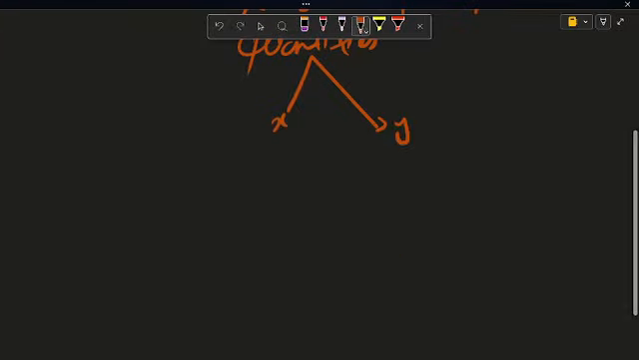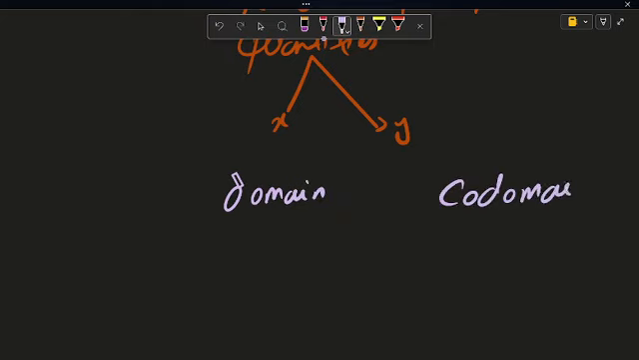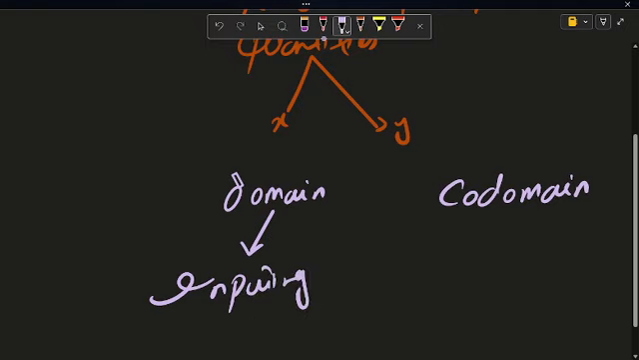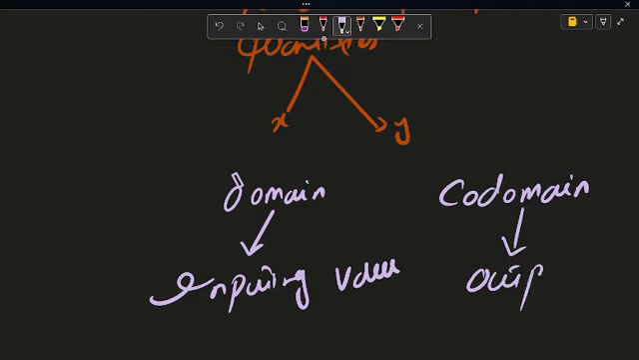When you are going to have a discussion about function, you have to consider two things first. First one is domain and the other one is codomain. Domain means actually the inputting value, and codomain means output value.